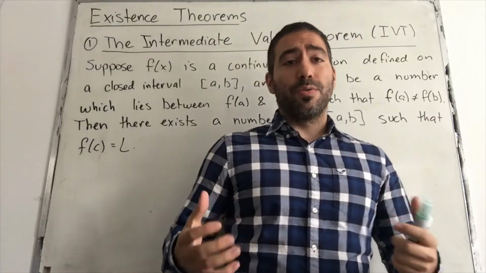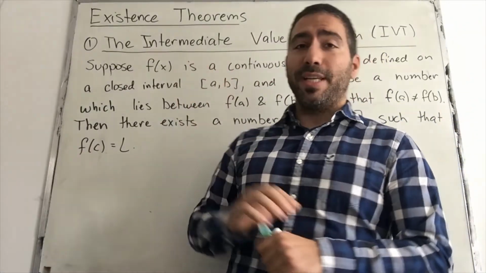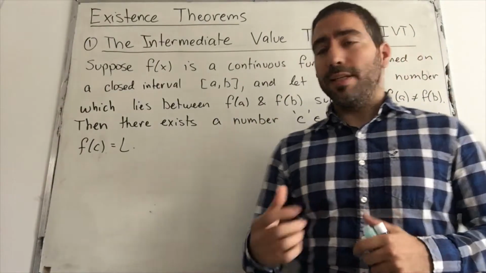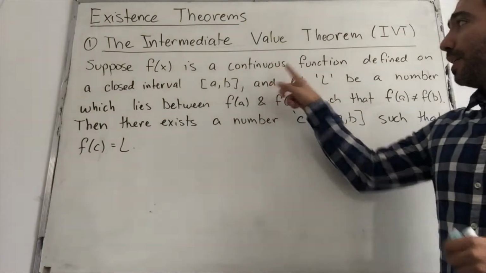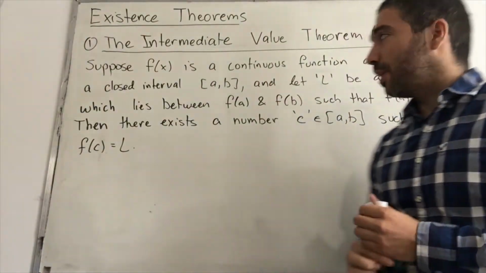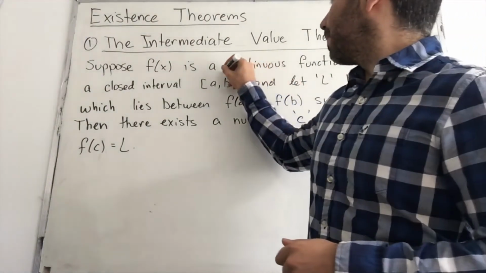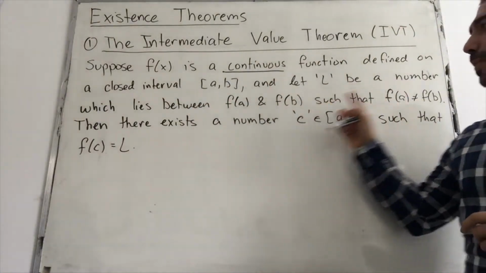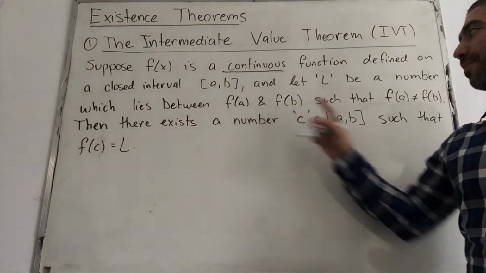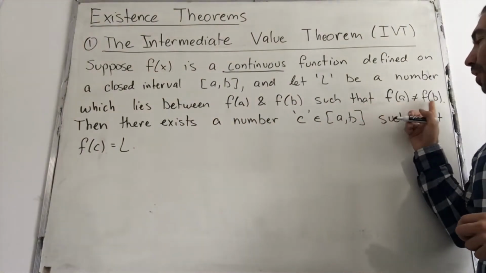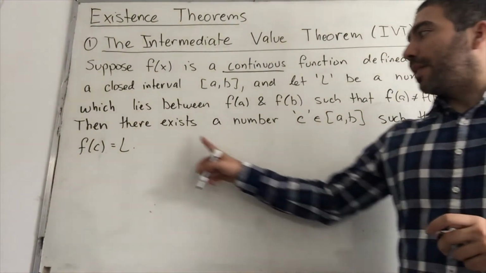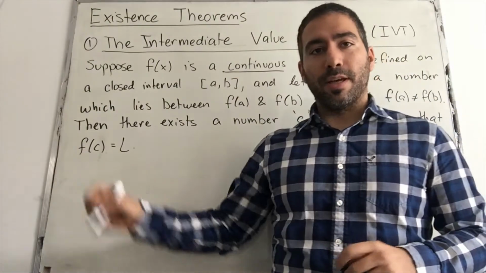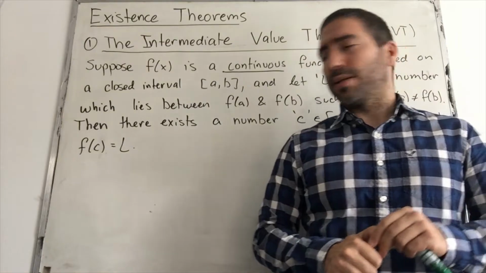Okay, so we're going to look at a new one now called the intermediate value theorem, or IVT. So IVT states that suppose f of x is a continuous function. So again, we have a continuous function defined on a closed interval, and let L be a number which lies between f of a and f of b, such that f of a does not equal f of b. Then there exists a number c in this interval from a to b, such that f of c equals L.